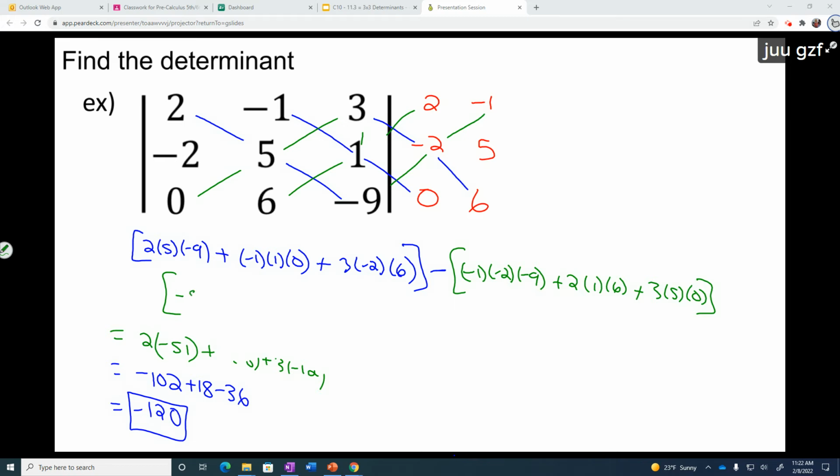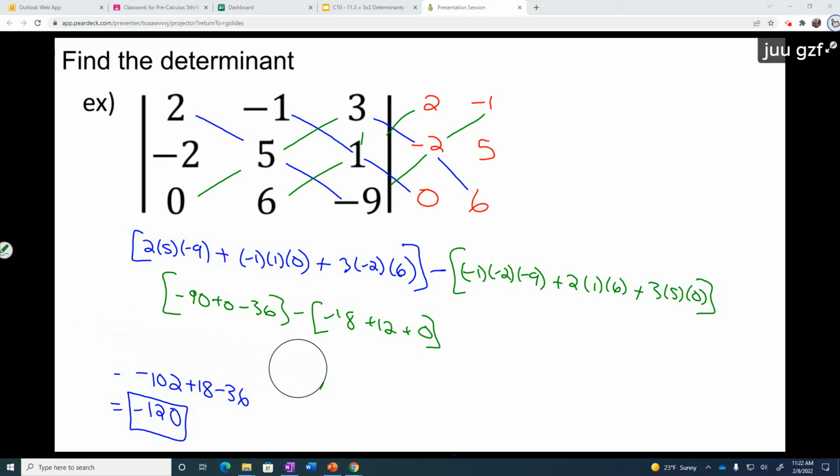Let's see, negative 90 plus 0 minus 36. Minus negative 18 plus 12 plus 0. See if we end up getting the same answer here. This is negative 126. This becomes minus 6 plus 6. Yeah, so we get negative 120. So either way gives you the same answer. Choose whichever method works for you and stick with it.